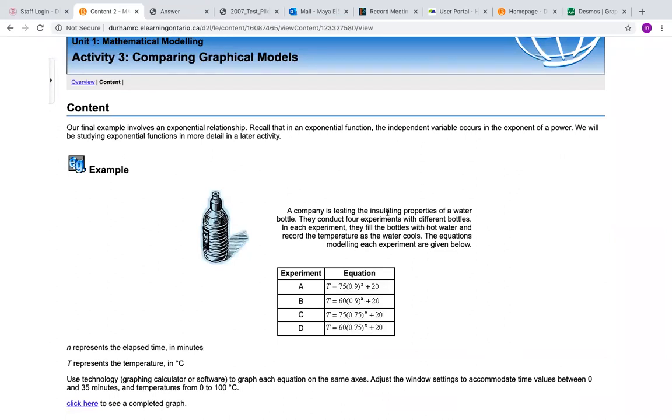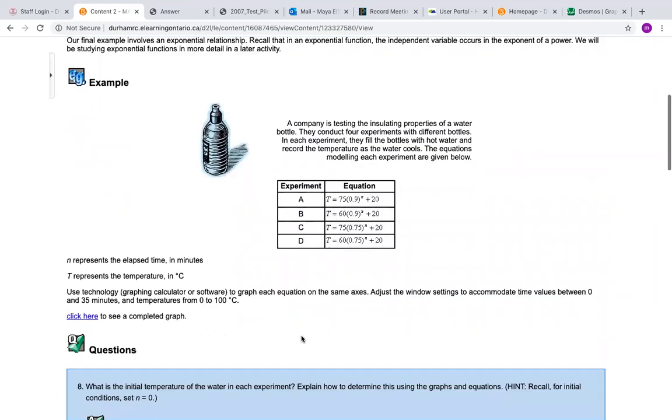So a company is testing the insulating properties of a water bottle. They conduct 4 experiments with different bottles. In each experiment, they fill the bottle with hot water and record the temperature as the water cools. The equations modeled in each experiment are given below. So I have all these experiments here.